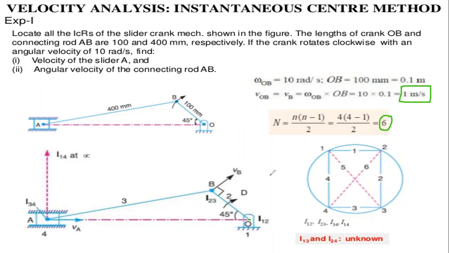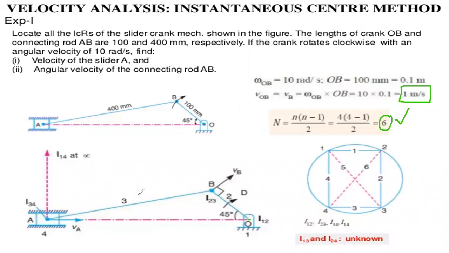So next we have to draw the circle diagram based upon it. Draw a circle of your own length and position the centers as 1, 2, 3 and 4. That is the links here. And by connecting these diagonals, we got a total of 6 positions.